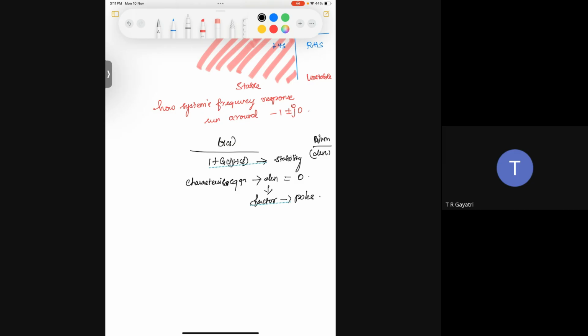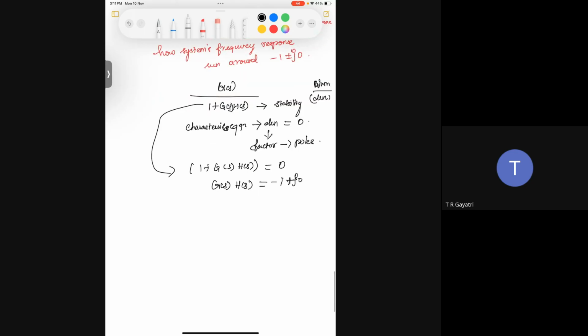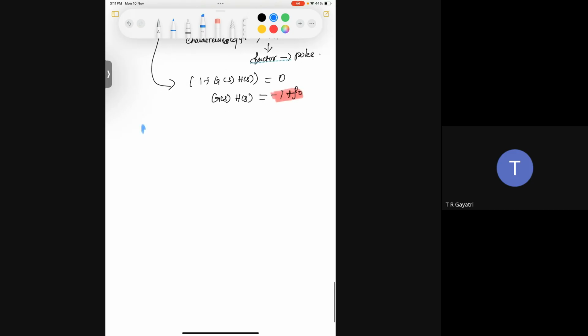Similarly, if you want to do the characteristic equation for this, I would equate this to 0. So when I equate this to 0, this will give me minus 1 plus j0, where the imaginary part is 0. That's it. So we are looking for stability in frequency domain at this point, particularly at this minus 1 plus j0 point. Is there any doubt in this? No. Right.